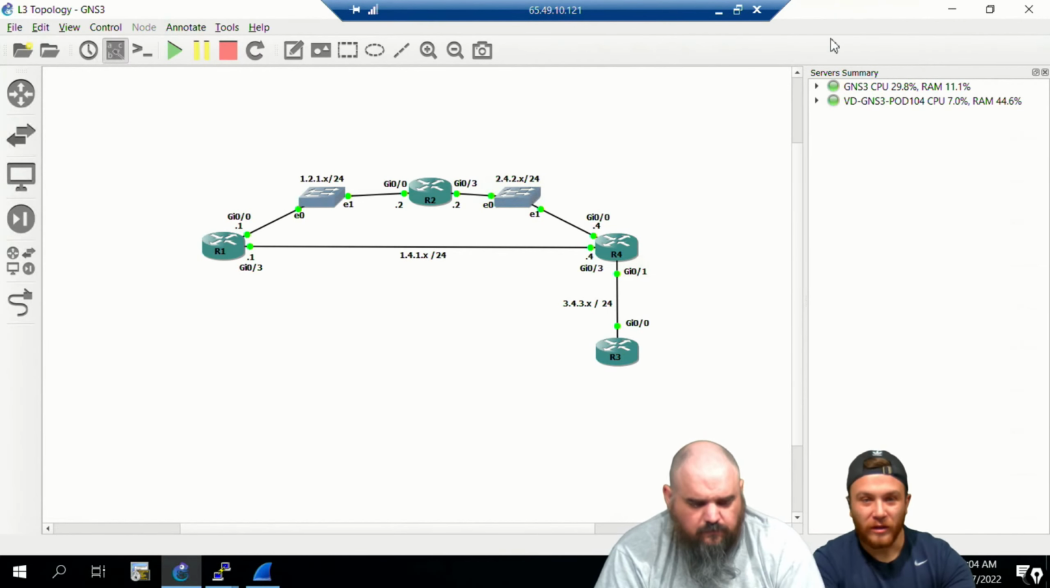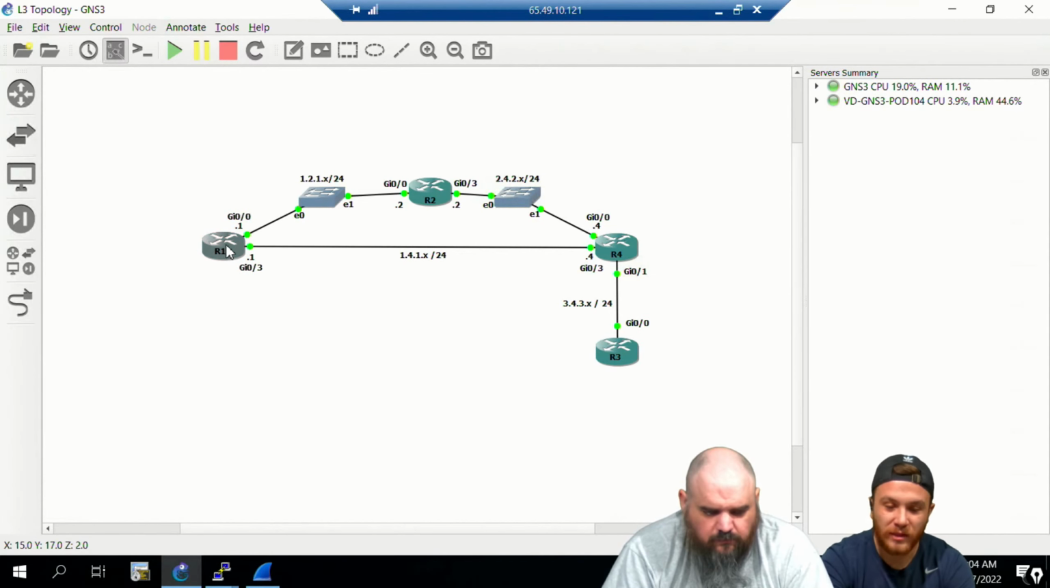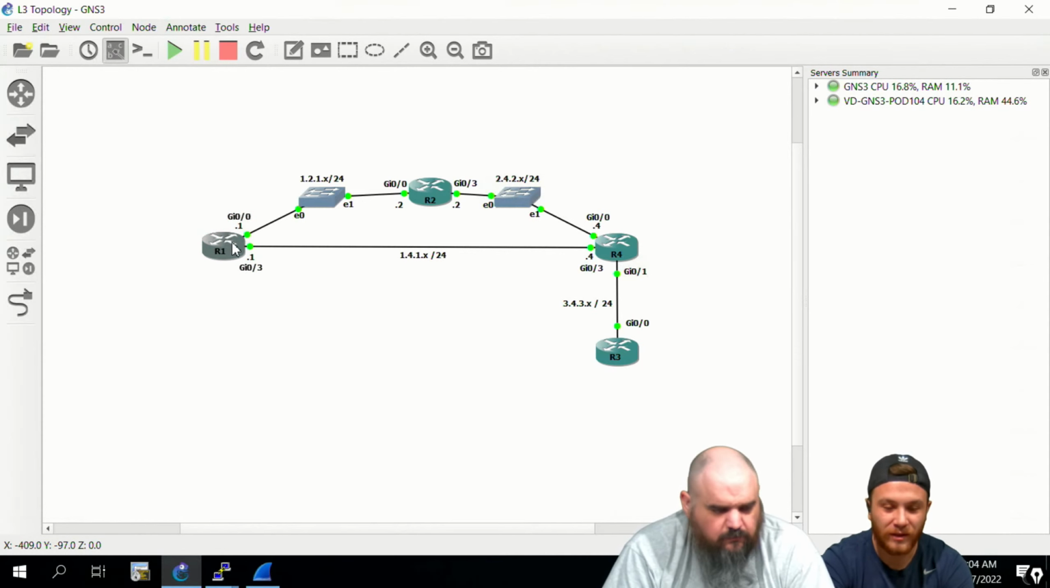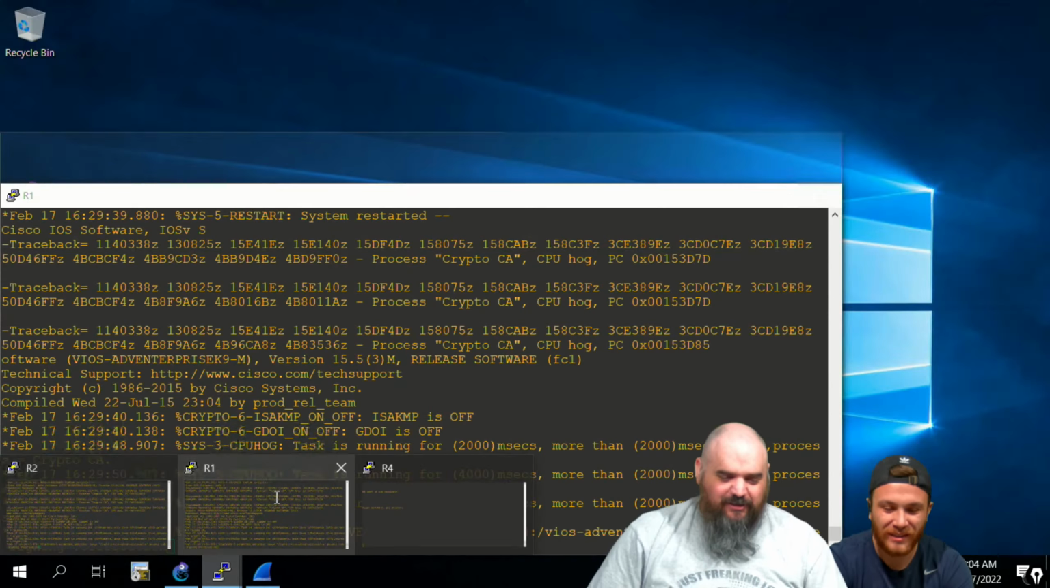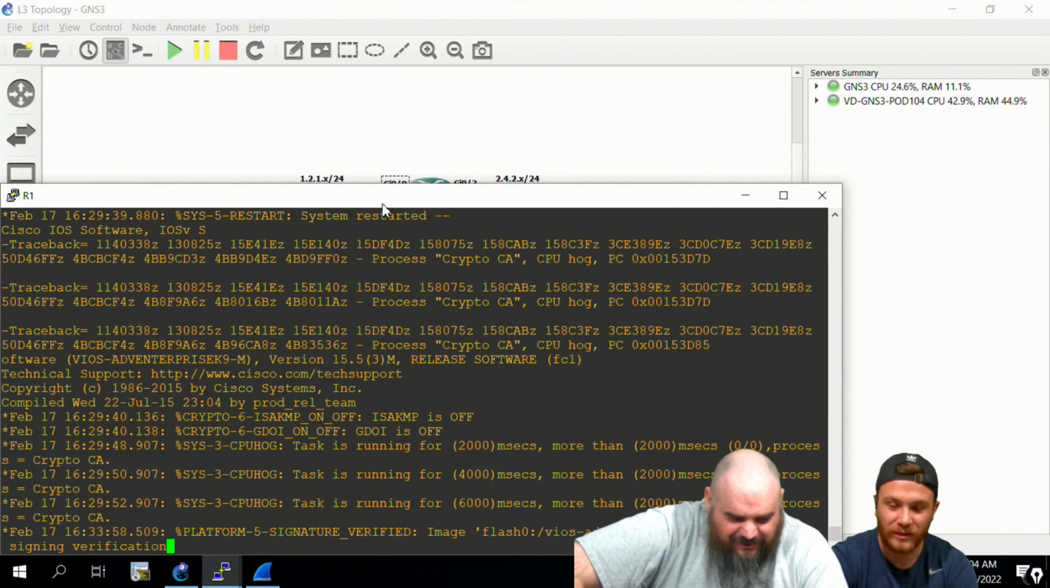So we got our lab here. We've got a few routers. Say hello to the routers. Hello. Hi. I didn't realize they talked back. They talk back. They get a little feisty.